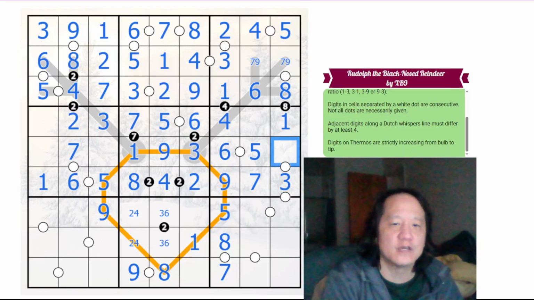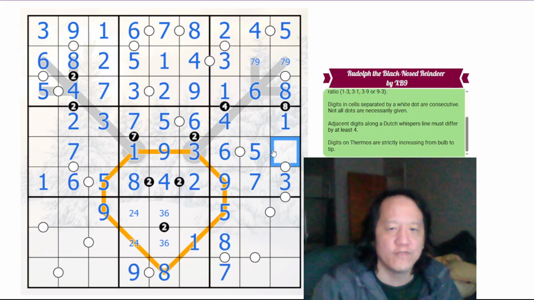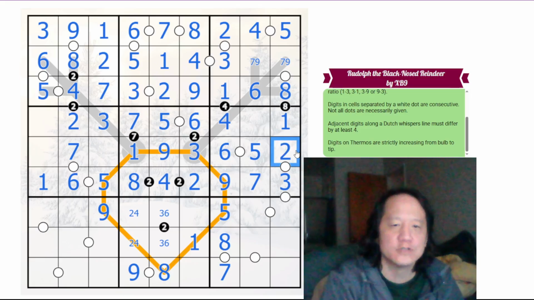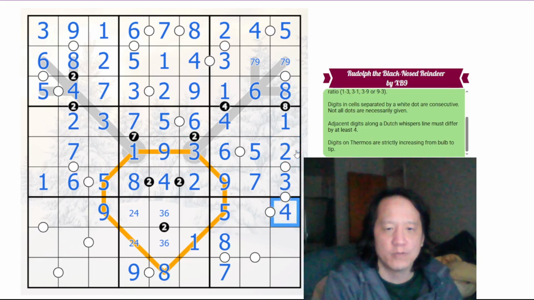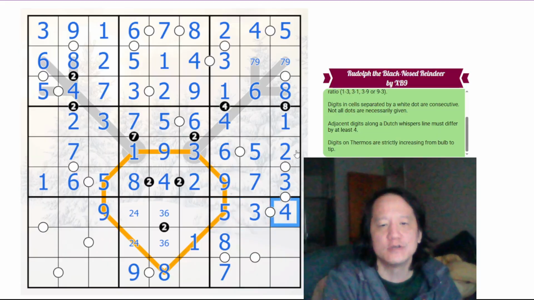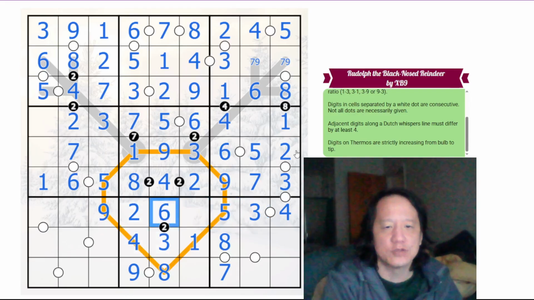The 3 is consecutive with 2 or 4. This can't be 4 because of the 4 in the box. So this is 2 and this is 4. 4 is consecutive with 3 or 5, but this can't be 5 because of the 5 in the box. So this is 3. 4 eliminates 4 here, so this is 2, that's 4. 3 here eliminates 3 here, so it's 6 and 3.